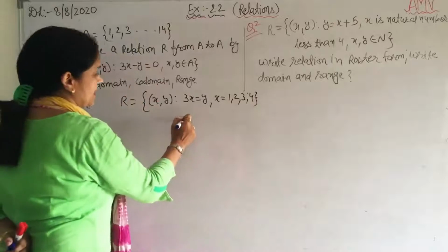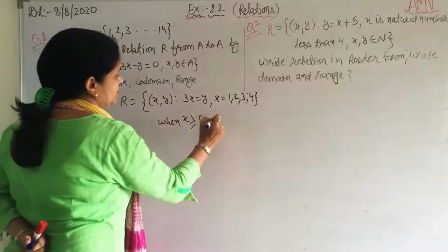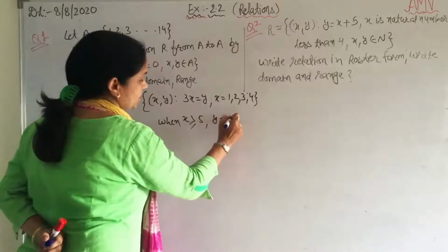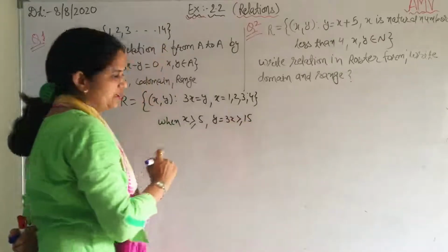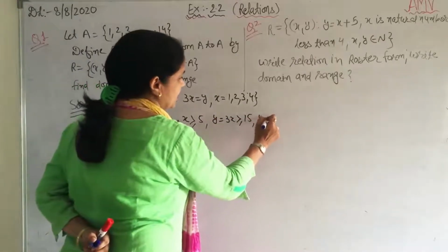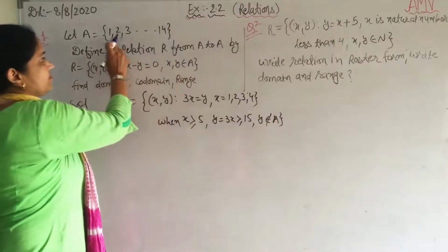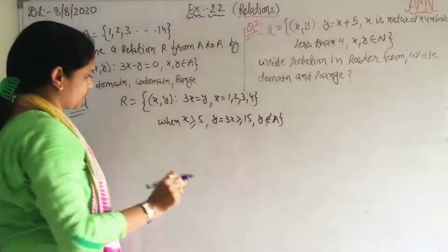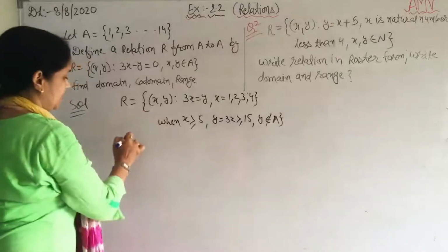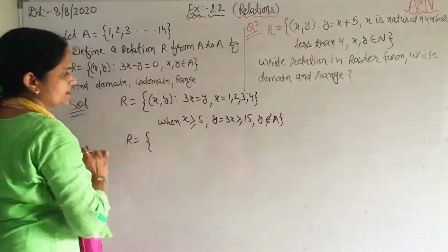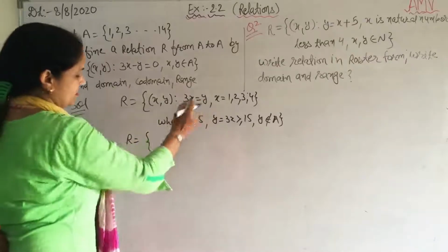Since if x is greater than or equal to 5, y is equal to 3x, so y is greater than or equal to 15, and at this condition y does not belong to A, since A is a set from 1 to 14 only. Okay, and now it is the set builder form of the relation, and in roster form, simple, you substitute the value of x and find the value of y.